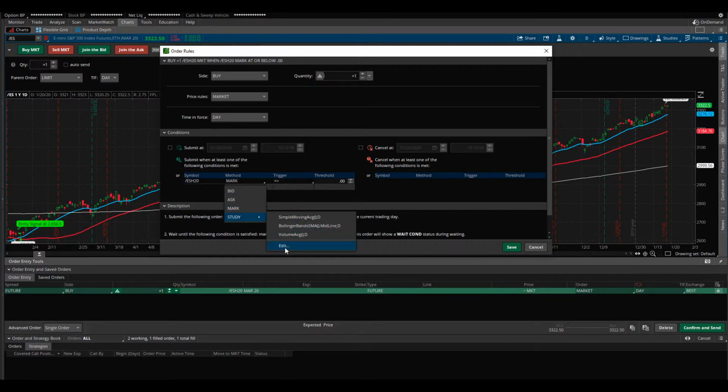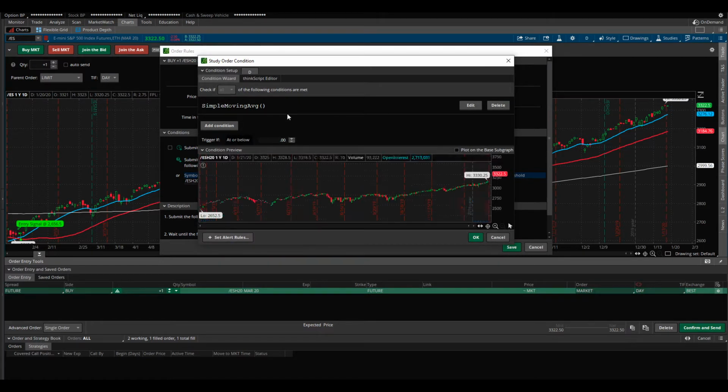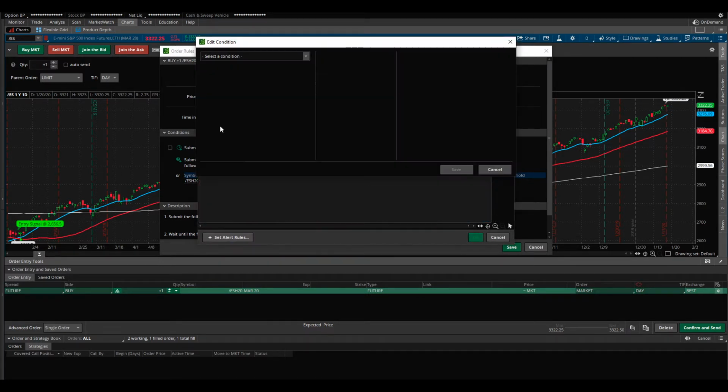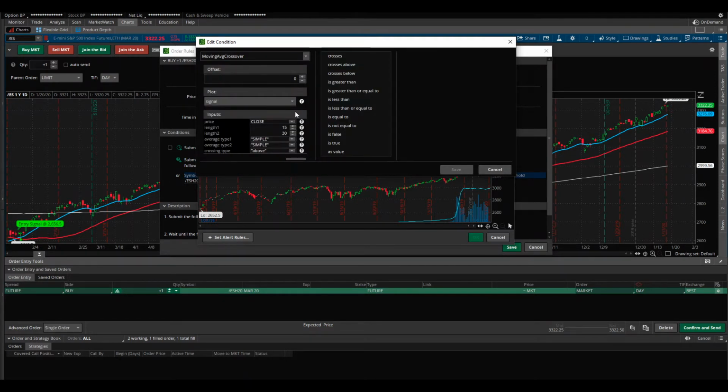You go to study, edit. We're going to delete this one. You go to add condition, study. You go to moving average crossover. So right here, I can set this up. Obviously not on the futures ES because it's already above. But right here, you can set it up to buy or sell below or above that crossover.